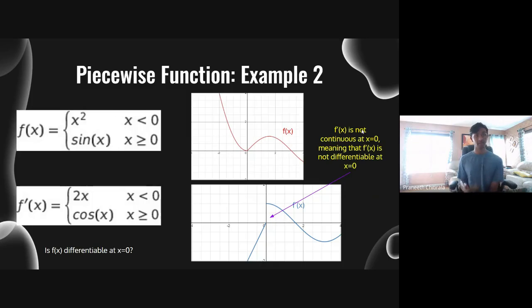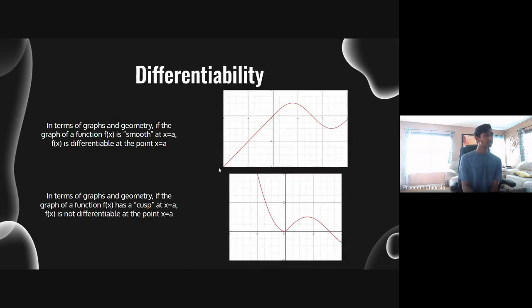And we can see that here. f prime of x is not continuous at x equals 0, meaning that f of x is not differentiable at x equals 0. So we can notice something about these functions. It doesn't matter whether f of x itself is continuous, but it mainly matters if f prime of x is continuous. Because look here, both of these functions are continuous, but this function is differentiable at x equals 0, and this function is not differentiable at x equals 0.